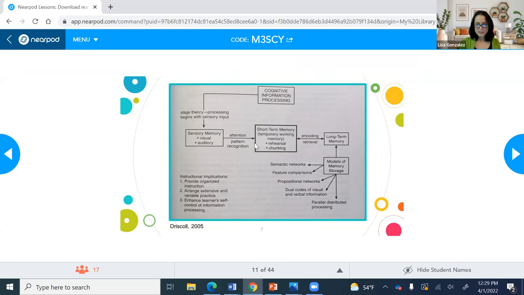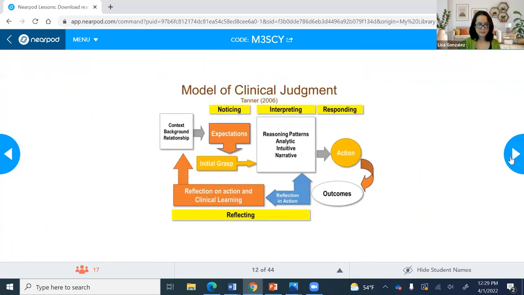Finally, learning is facilitated when new information can be connected with previously learned information. Linking the two is powerful. So again, back to the model of clinical judgment and how some of this thinking comes together. You'll see elements similar to information processing. The nurse needs to notice, make meaning of the information, and then respond and reflect on the response.